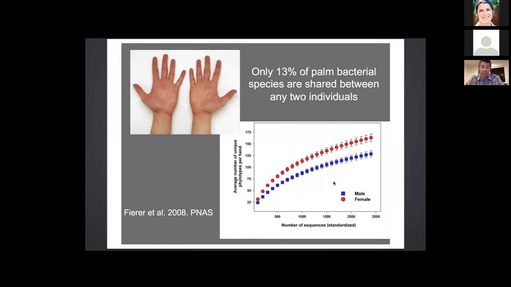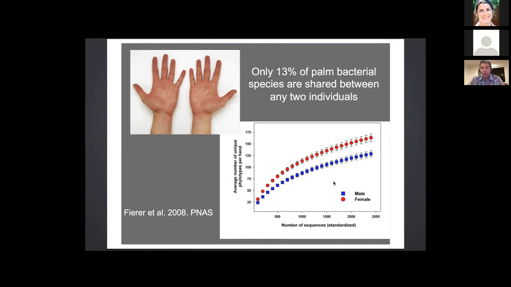But I think what was most interesting from this study is that we found that there's relatively few bacteria that are actually shared between any two individuals you pick out at random. So only about 13% of the bacterial species found on your palm are actually shared on average between any two people. So the bacteria on your hand are kind of like snowflakes, right? Everyone is unique. And this was interesting to us. We expected just everyone to be pretty similar, and most of the species would be shared. And in fact, that's not true. Most people don't share many bacteria in common.